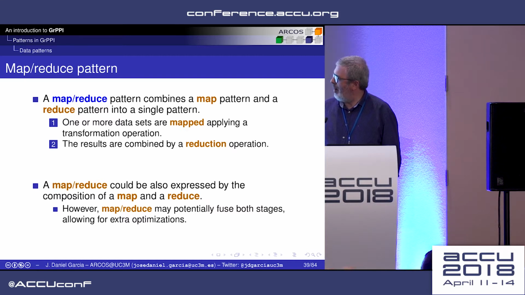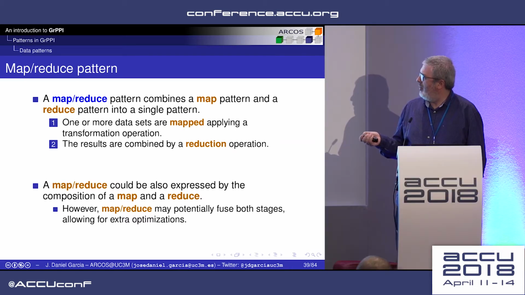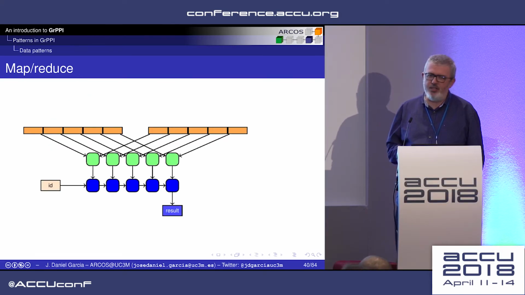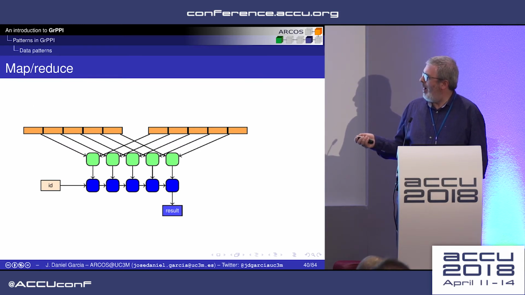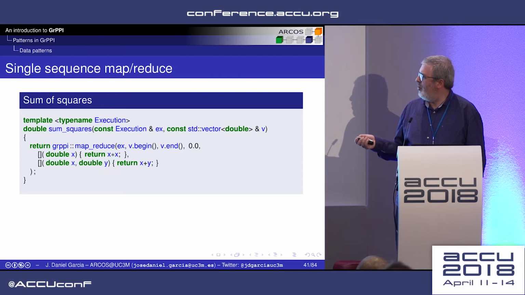And I can use the map reduce, for example, for taking a vector of doubles and computing the sum of its squares. So my map stage would be squaring values, my reduce stage would be adding two values.